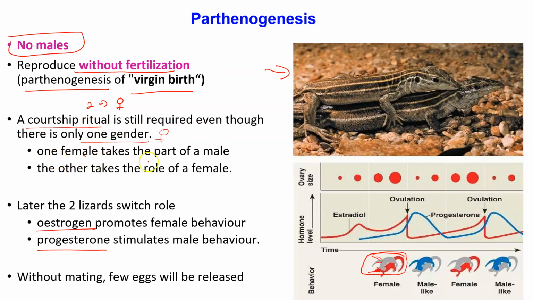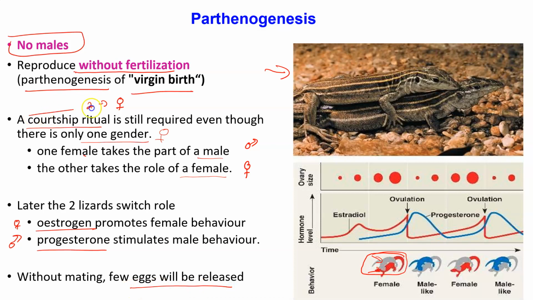So one female will take the part of a male, and another takes the role of a female. Still two individuals that are female, but one takes the role of the male, one takes the role of the female. Later the two lizards switch roles. So estrogen promotes female behavior. The progesterone promotes male behavior. Without mating, few eggs will be released.